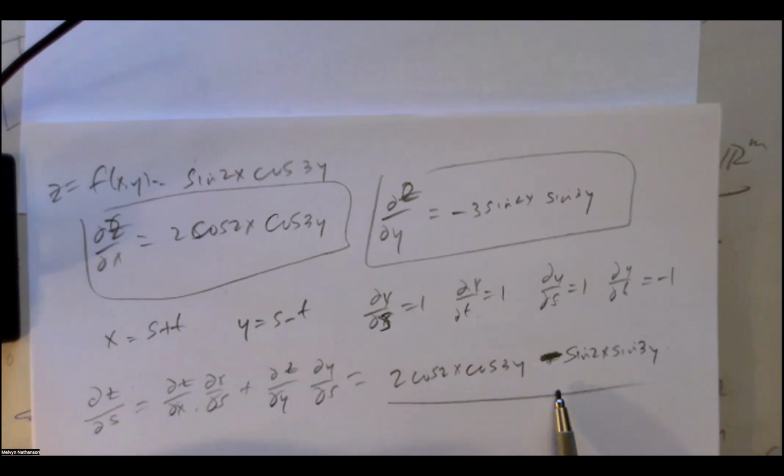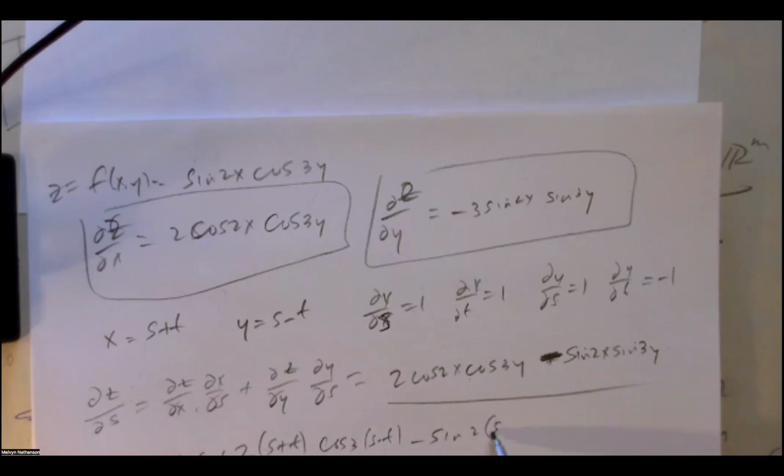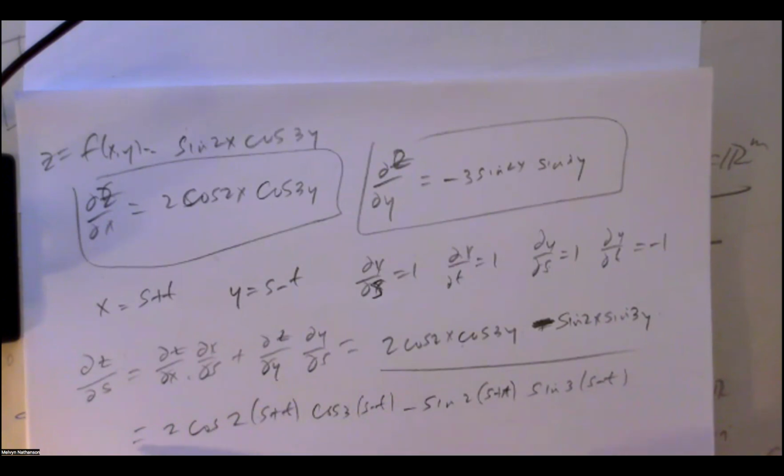And if we want this as a function of s and t, this makes a lot of sense, this is 2 cosine of 2x, x is s plus t, cosine of 3y, s minus t, minus the sine of 2x, or s plus t, times the sine of 3y, which is s minus t. So this somewhat long and complicated expression is the partial of z with respect to s. And you can calculate the partial of z with respect to t in a similar way.